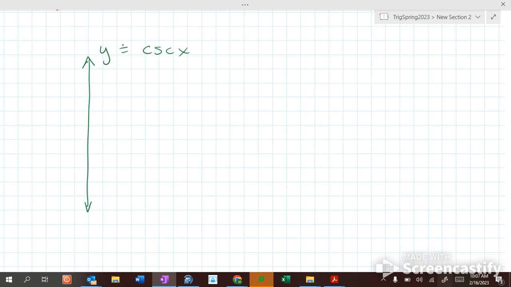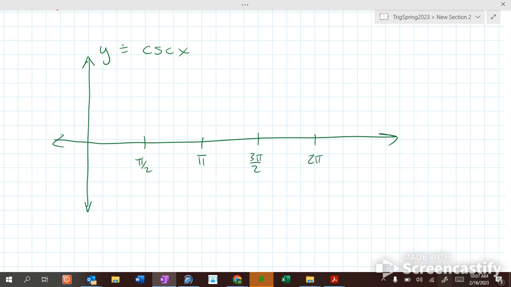Y equals cosecant of x. Okay, cosecant is the reciprocal of what? Sine. Good job, Nathan. You are on the ball today. But most days you're on the ball. Most days.